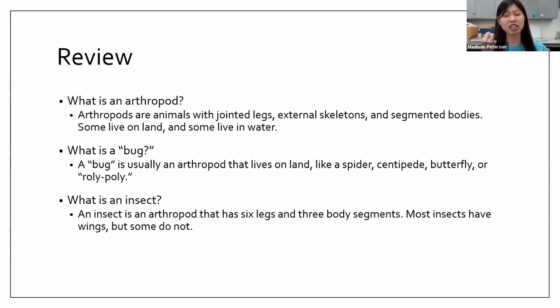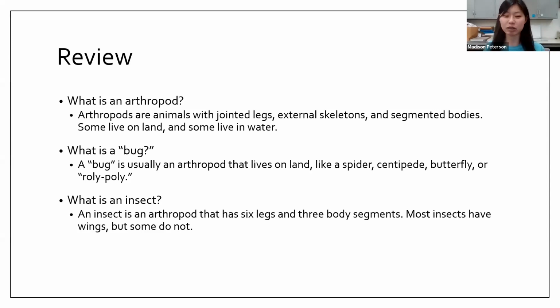Well, again, the term bug is sort of vague. It may mean something different to different people, but I think most people usually mean it as an arthropod that lives on land, like a spider or centipede, butterfly, or a roly-poly, like we talked about. There may be some people who call lobsters bugs, and in a way they kind of are. So the term bug can kind of mean different things.